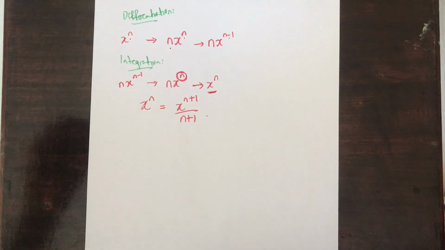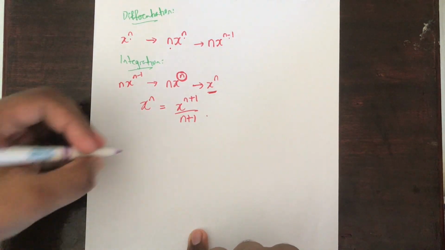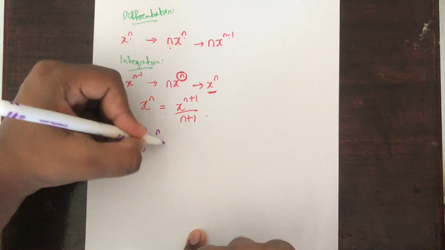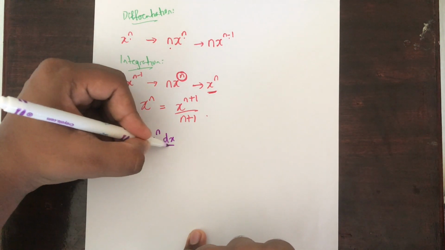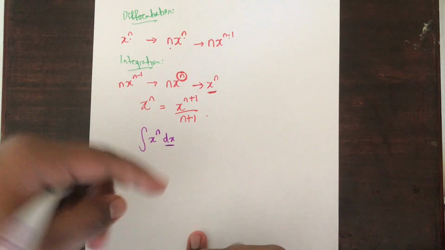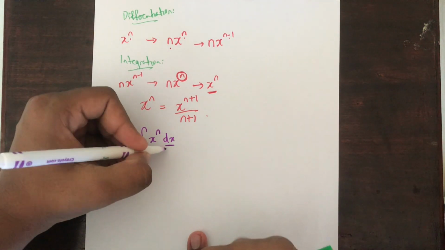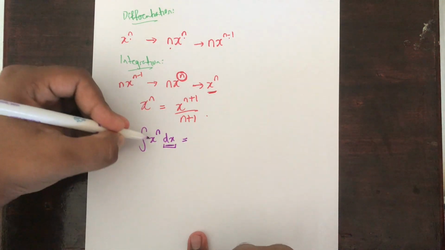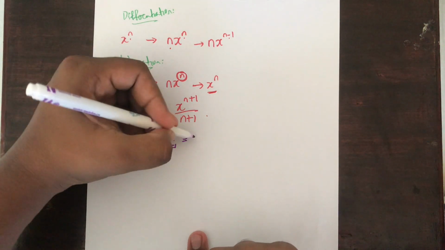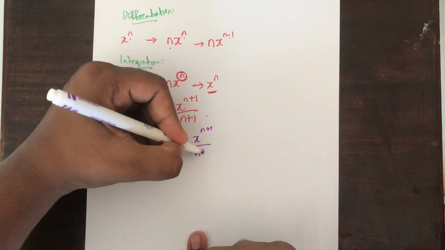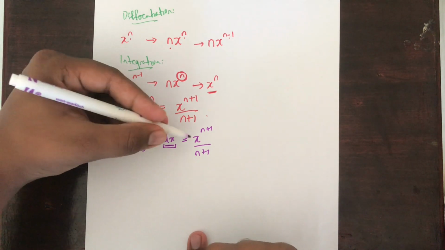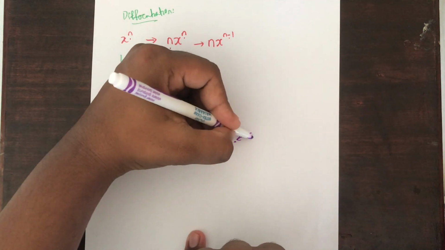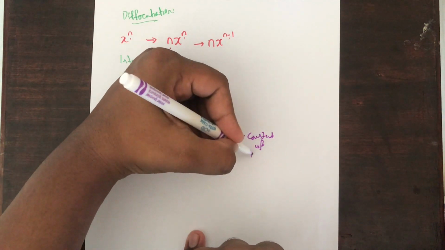Also, regarding the notation of integration, this is how it looks. This is the integral sign, of x power n dx, where dx means with respect to x. This was familiarized in differentiation. If you have a problem regarding what dx is, you can have a look at the differentiation videos. So the integral of x power n dx is equal to x power n plus 1 divided by n plus 1, plus c. C is the constant of integration.